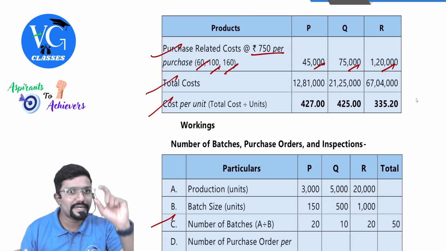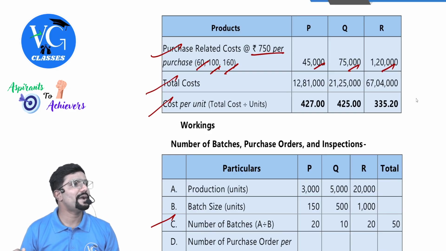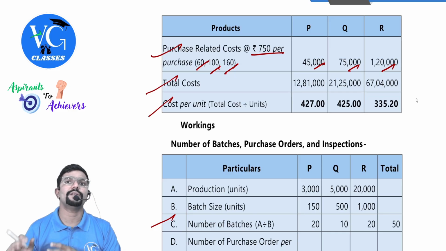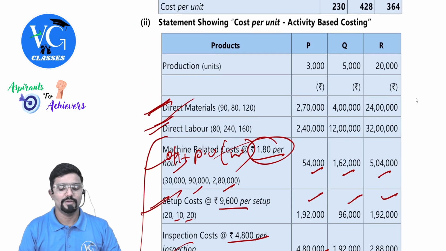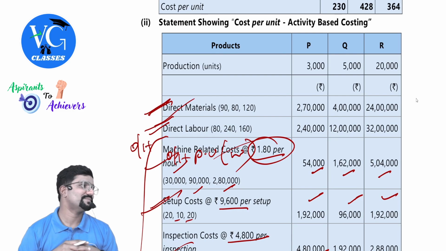You will get total overhead cost if I add up everything. Divided by number of units. What do you get? Overhead cost per unit. Where did we do this? Working. Now bring it to the main answer. Overhead cost per unit. Add up all three, you will get cost per unit.